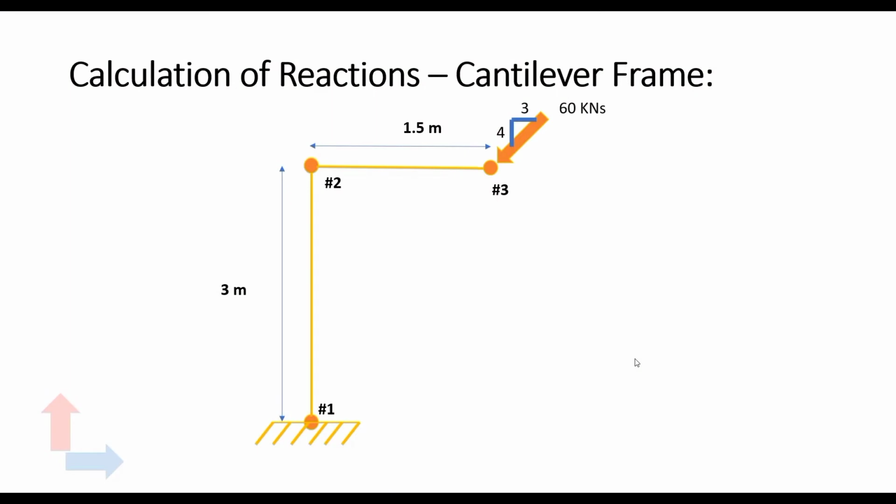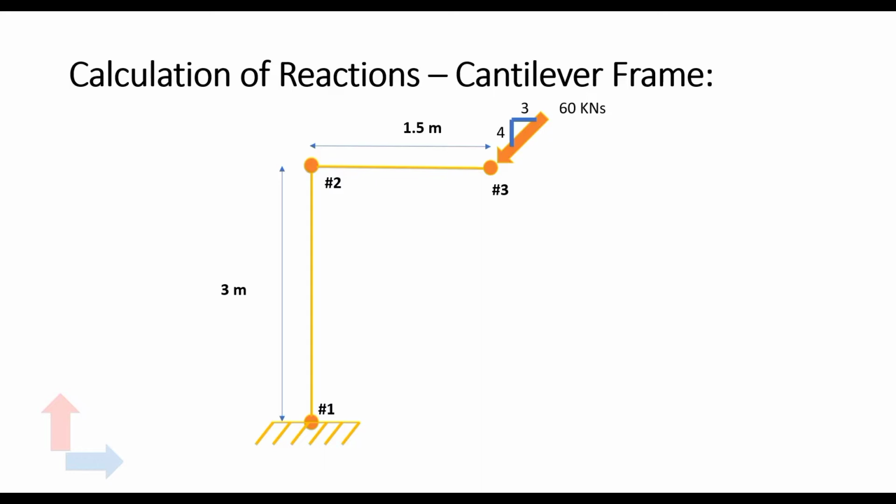Today we will solve for the reactions of this cantilevered frame that you see on the screen. In this cantilevered frame, there is a vertical member 3 meters in height and a horizontal member 1.5 meters in length. A load of 60 kilonewtons is inclined and is applied at the tip of the horizontal beam. The frame is fixed at the bottom.